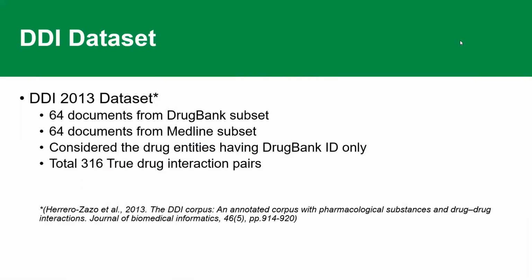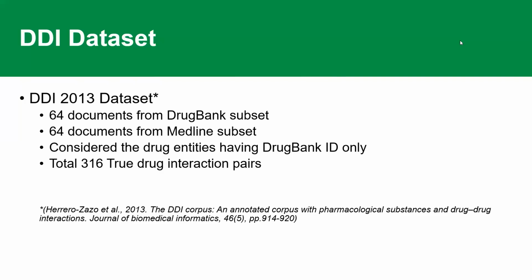We have used the DDI2013 dataset, which is a benchmark dataset for drug-drug interaction. It has 5,000 true drug interaction pairs, but for this research, for now, we have used a subset of this dataset. This dataset has two subsets. One is DrugBank and another one is Medline. So we have taken an equal number of documents from both DrugBank and Medline. We have taken 64 documents from DrugBank and 64 documents from Medline.